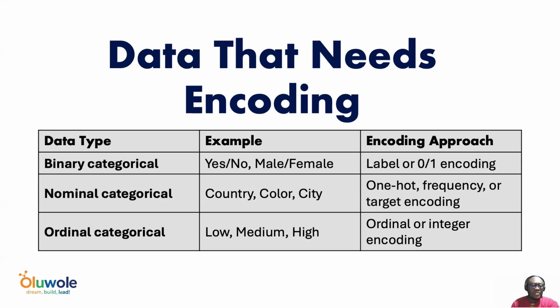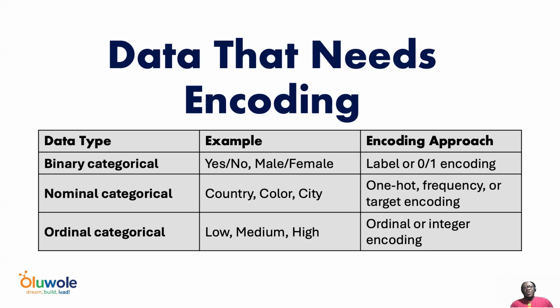So for data that needs encoding, like I've said earlier, I just want to show us some examples. You have your binary category, like yes or no. You need to label and encode, so that you call yes 0 or no 1, or where you have female and male, or sick or well, infected, not infected, things like that. You need to encode them. The encoding approach is always to give them 1s and 0s. Then you have your nominal category, like your country, your color.